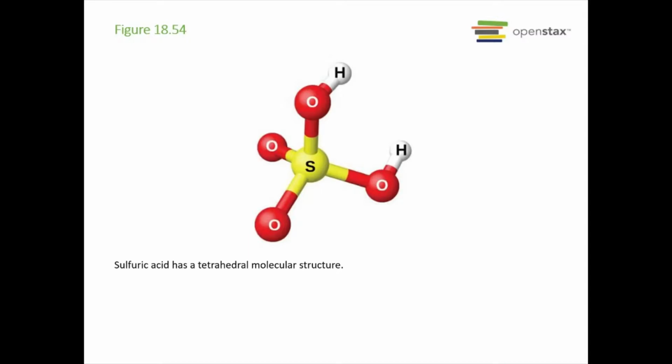Here's the shape of sulfuric acid. Around the sulfur in the center, you can see it's got a tetrahedral structure. It's got two of the oxygens that have H's on them and then two that do not.